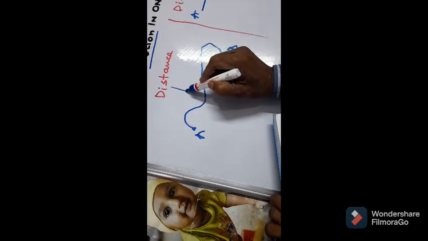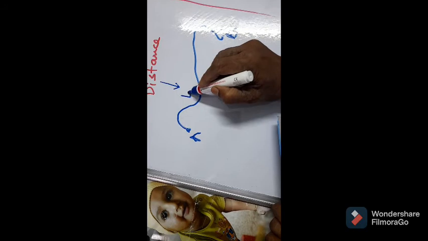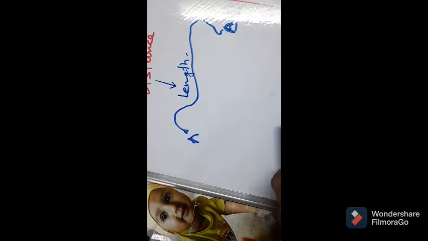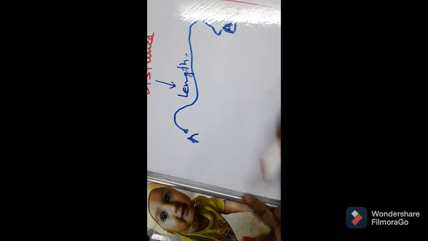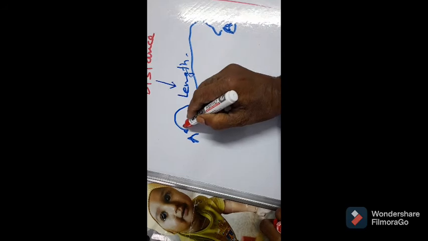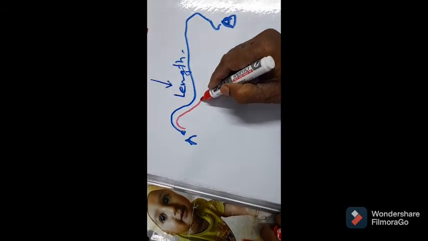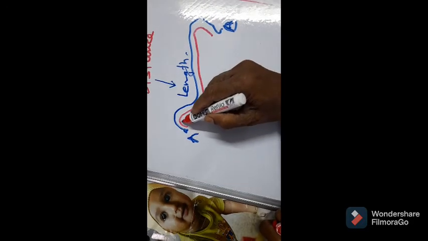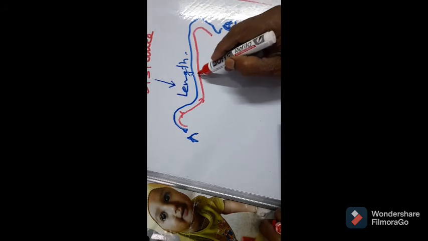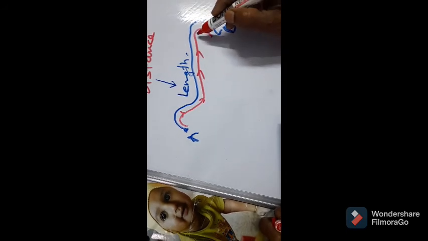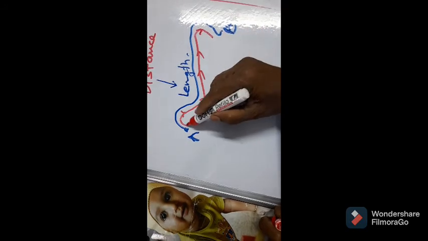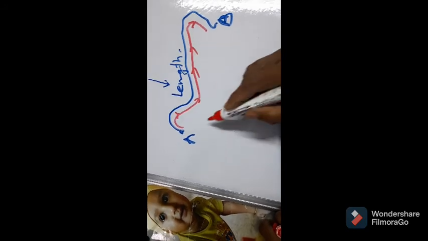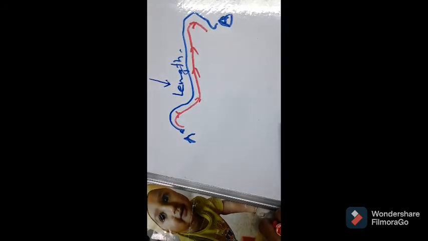First of all, distance is in one term called length. So guys, you see this length, you will have to measure the length along the path. If you have to find the distance, you will have to measure the total length from A to B, the total length along the path.